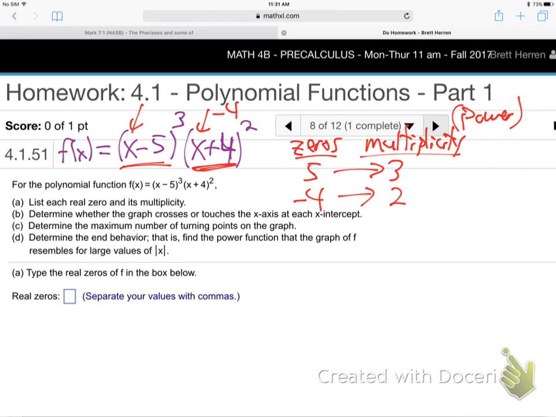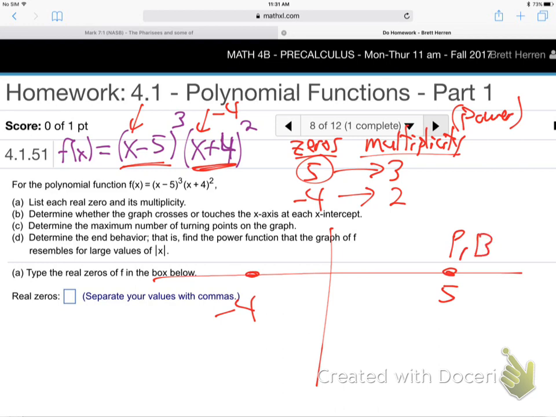Part B, determine whether the graph crosses or touches. So let's go for each of those. So at 5, does it cross? So we want to draw a little graph. You don't have to do a graph, but we know it hits 0 at 5 and negative 4 and nowhere else, right? Just those two places. Those are the only x values that make that thing 0. So let's start with the 5. At the 5, does it pass through or does it bounce? Look at the power. It's odd multiplicity, so it passes through. Or they say cross. I'll just write what they say, cross.